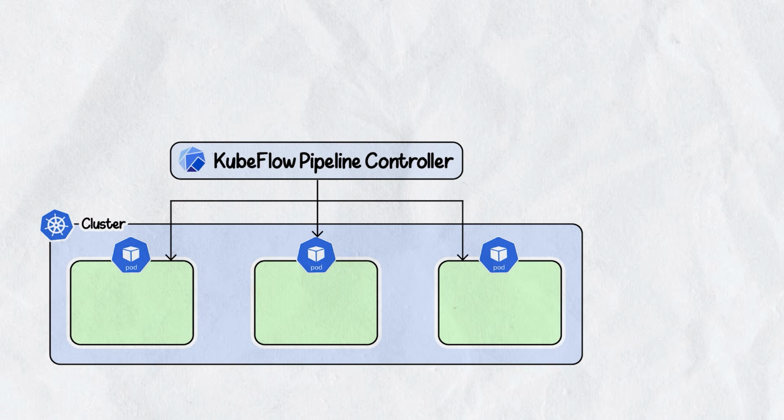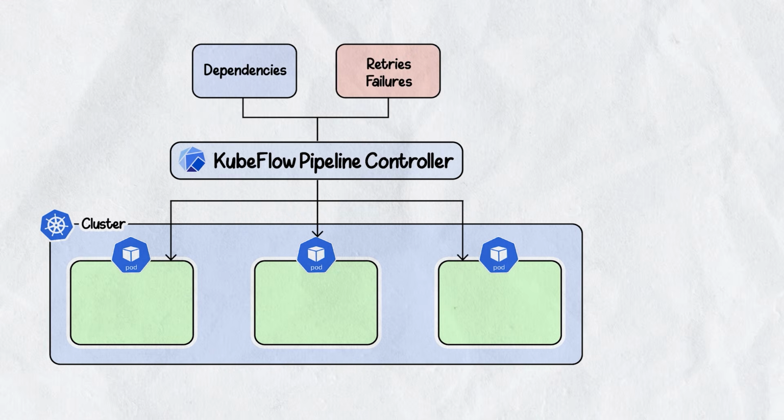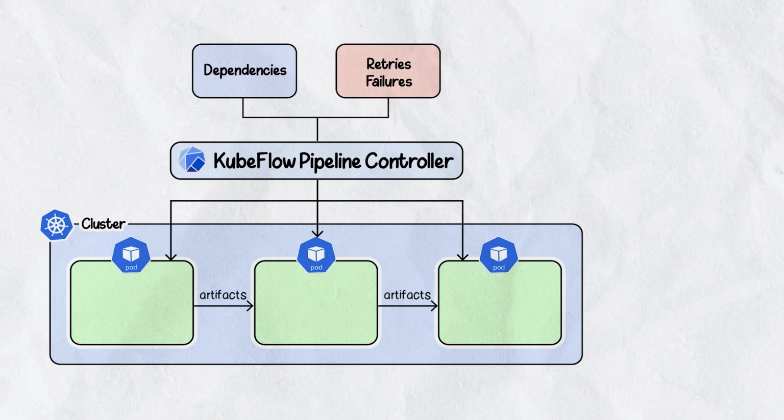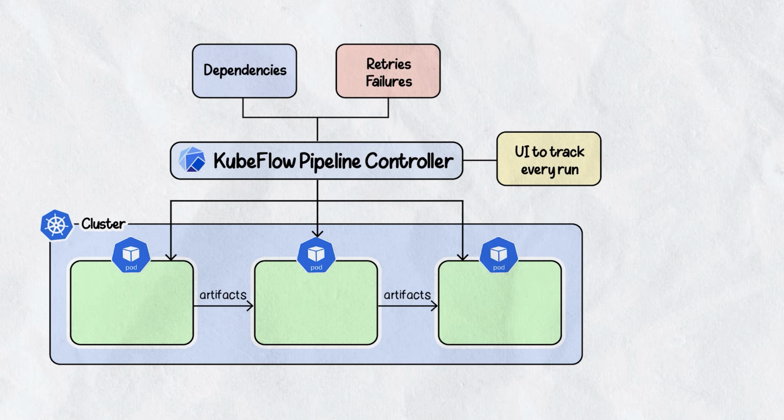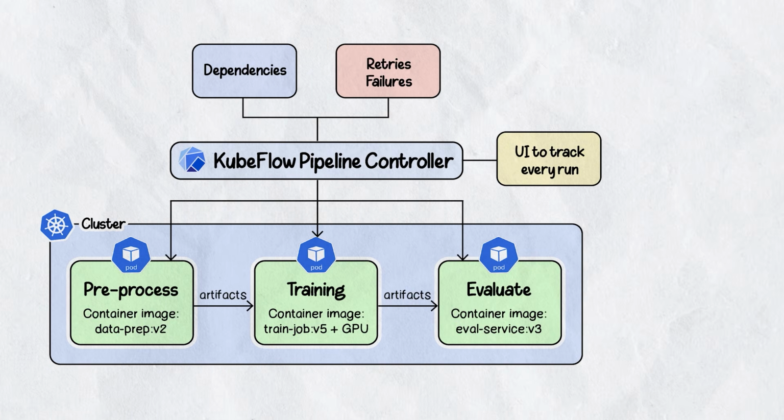Now, since it's Kubeflow, each step that happens is a containerized task running as a Kubernetes pod. The pipeline controller manages dependencies, retries failures, passes artifacts between steps, and gives you a UI to track every run. It's basically the glue between your data prep, training job, evaluation logic, and deployment trigger. You basically write the steps, and Kubeflow handles the orchestration.